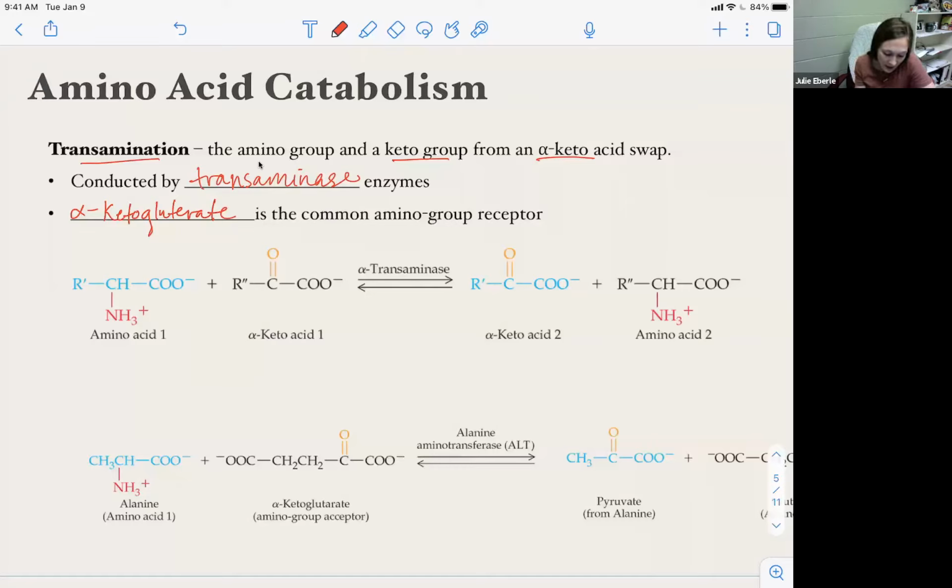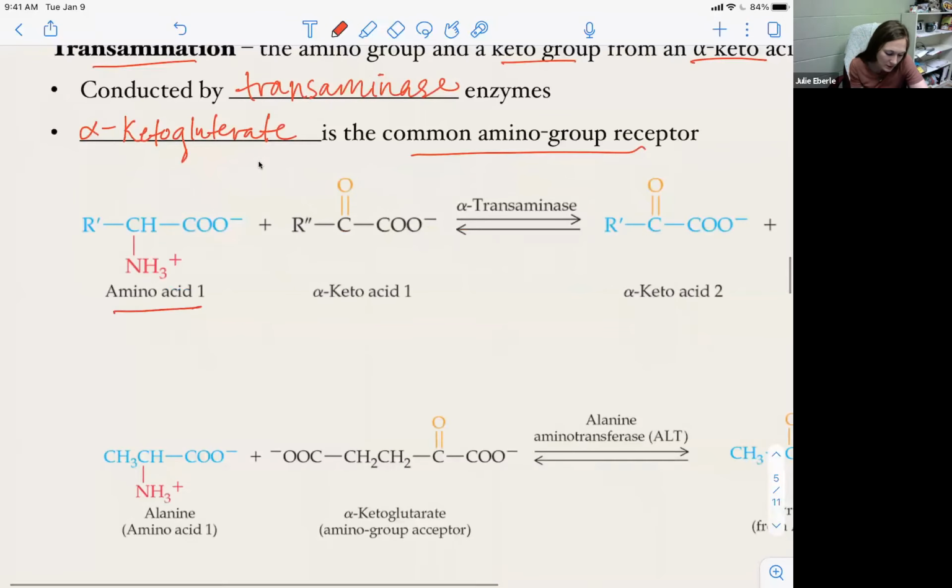And this is the common amino group receptor. So for most transaminases, it's not the only one, but the majority of the time that a transaminase happens, alpha ketoglutarate is going to be the alpha keto acid that is accepting the amino group. So here's an example. Let's say we have this amino acid and here's the side chain.